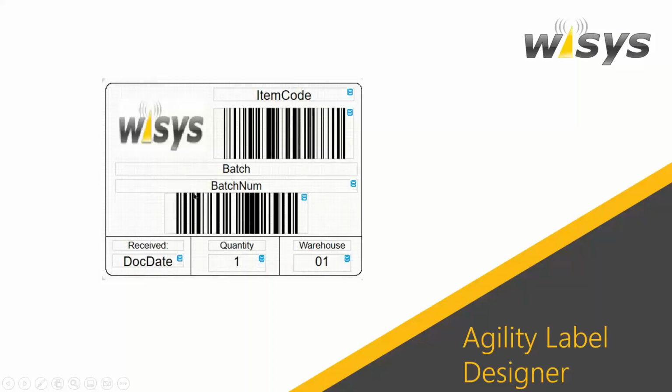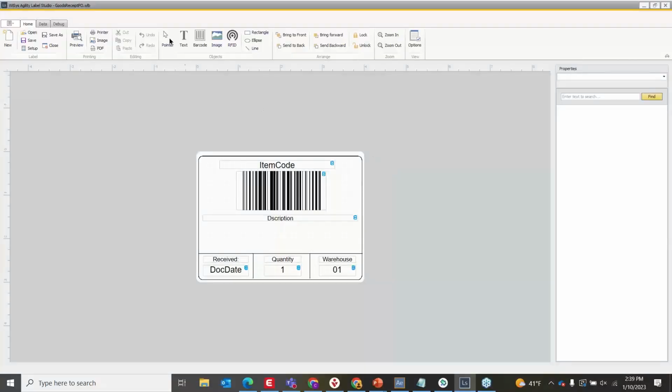Then we're also going to add batch information to the bottom of the label here. So this customer, everything they're doing on a GRPO is always going to be batched items. So they're requesting that we put a field to identify that we're looking at batch information, the batch number, and then a batch barcode at the bottom of this label here. So now I'm going to go ahead and open up Label Designer. And here we have our standard out-of-the-box goods receipt PO.